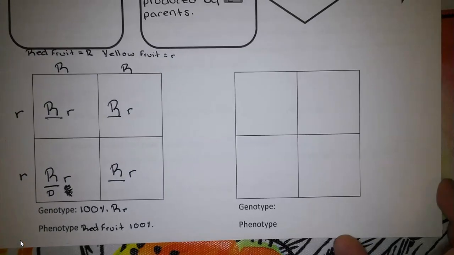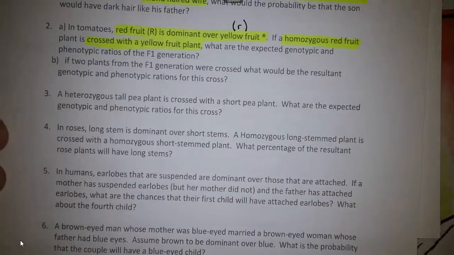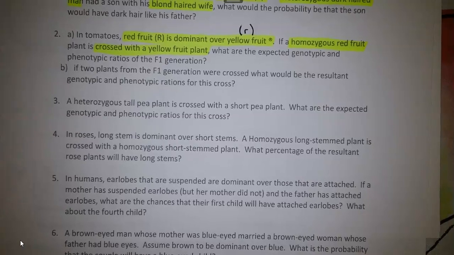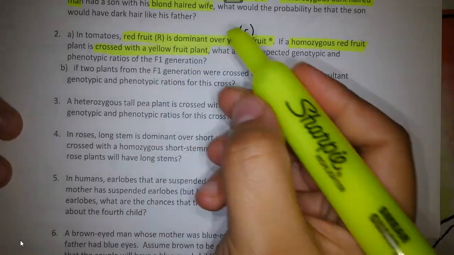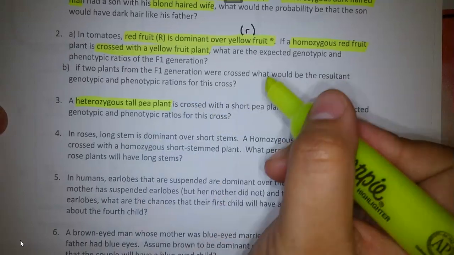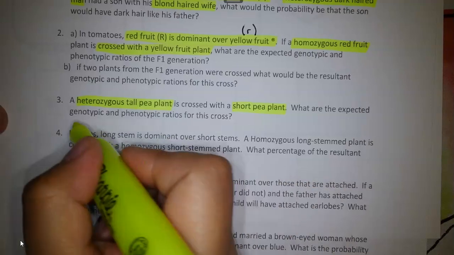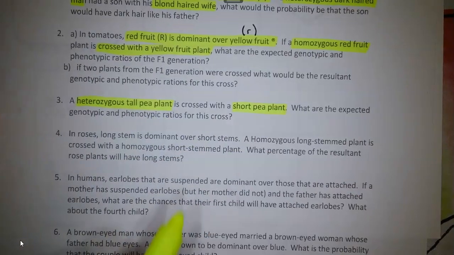Now I'm going to give you this one. So I did 2 and you're going to do 1, and then I'm going to explain your independent practice. Okay, this one looks like what Mendel did. A heterozygous tall pea plant is crossed with a short pea plant. What are the expected genotypic and phenotypic ratios for this cross?